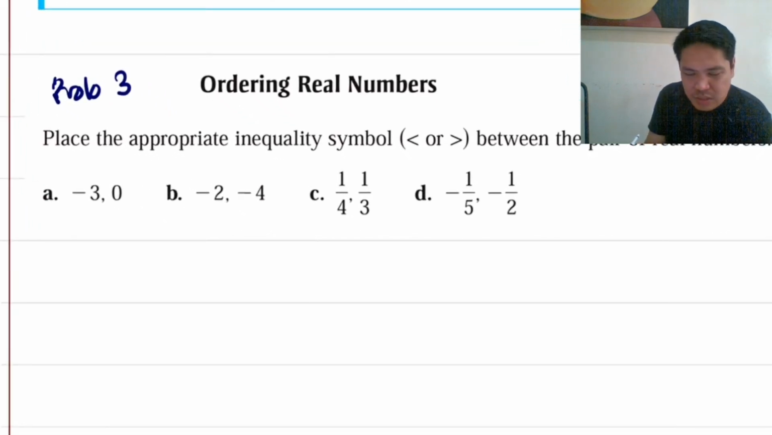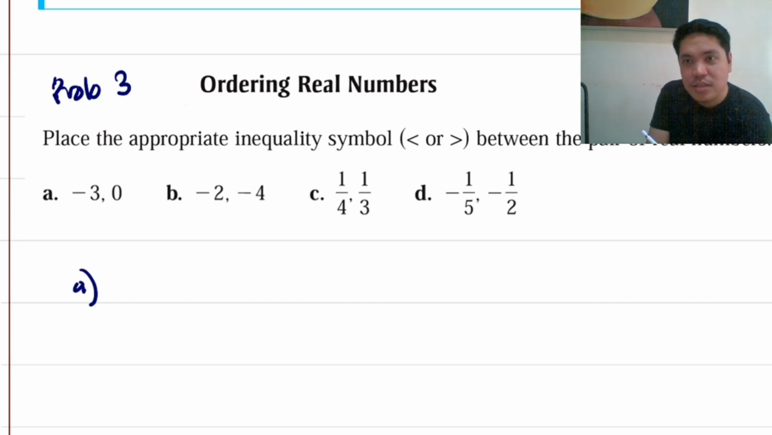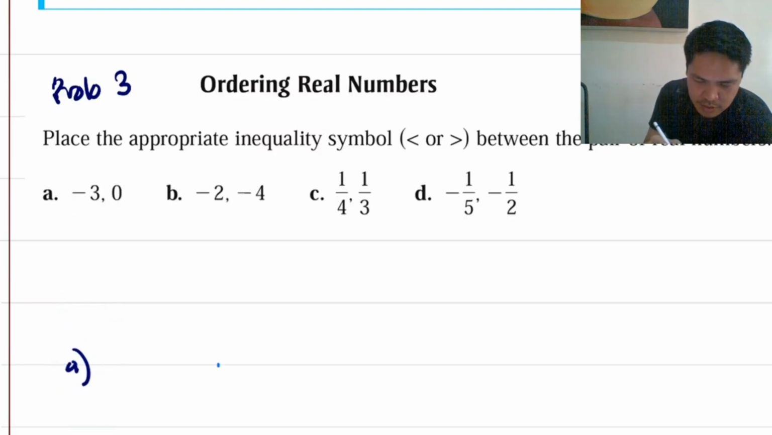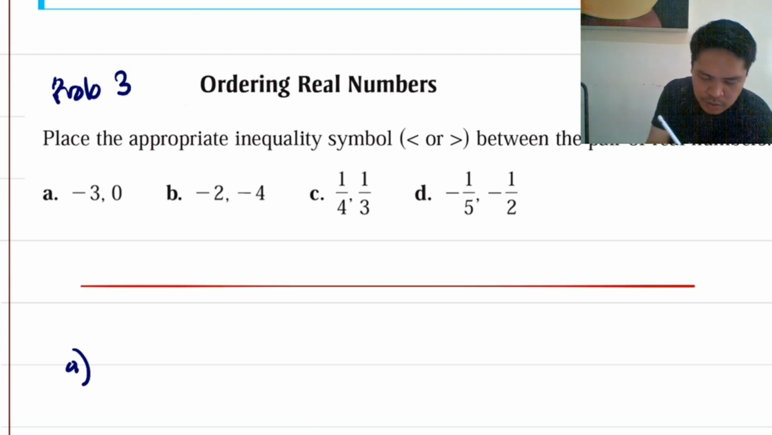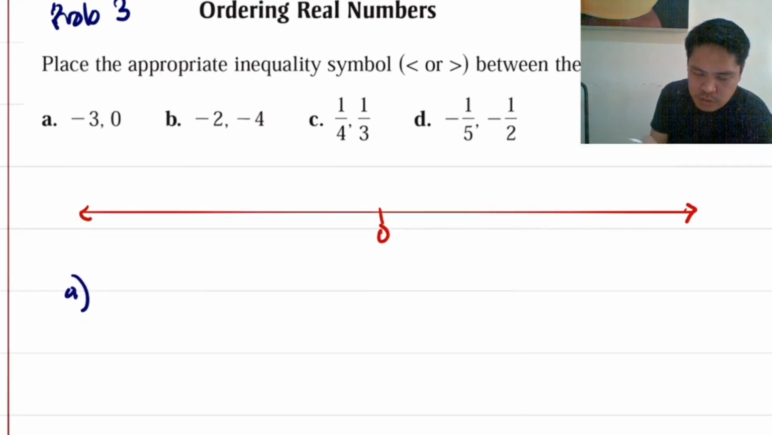Ay, sobrang dali, no? So for letter A, of course, negative 3 is less than 0 because negative 3 is at the left of 0 in the real number line. O sige, let's pretend na mga beginners tayo. So let us, sige, maglagay tayo dito ng real number line. Ayan, 0. These are positive numbers to the right.